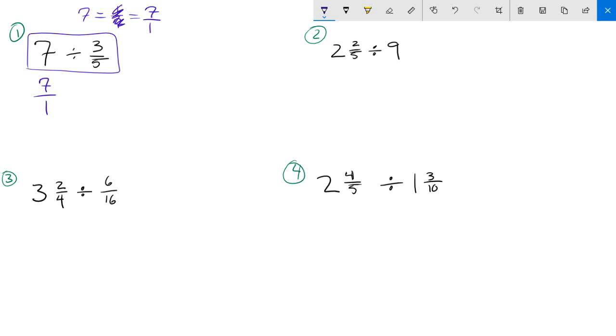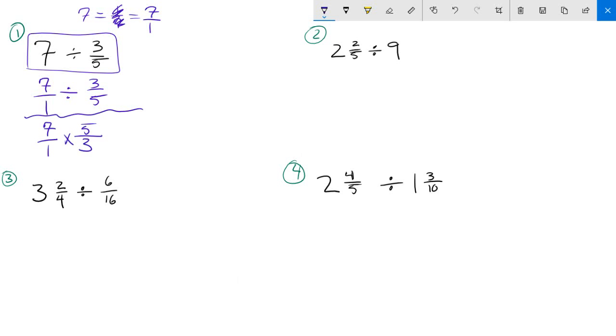So just for those of us who tend to accidentally do that, sometimes we're moving too fast, I just want us to attach that little bit of information to that. So 7 wholes divided by 3/5. Okay, we do our algorithm, right? Keep, change, flip. So I'm going to have 7 over 1, and we're going to do this so we keep things straight, times 5 over 3.